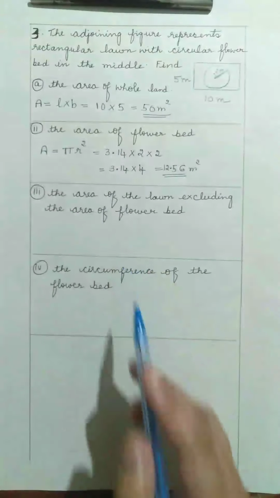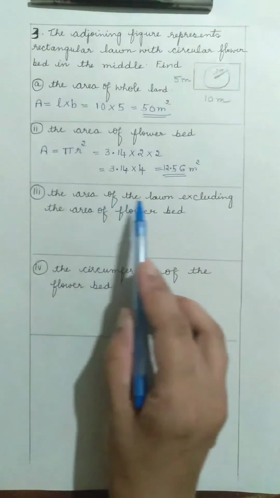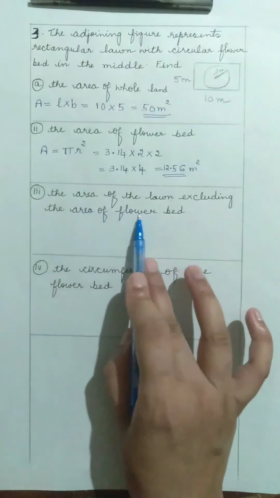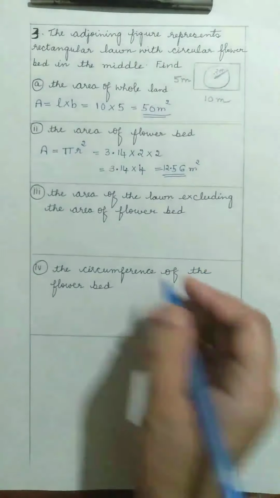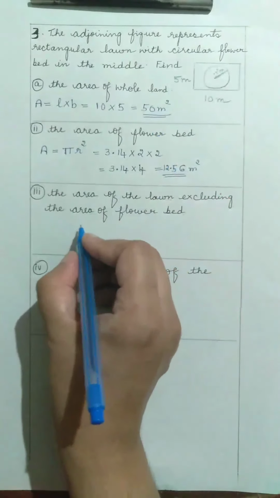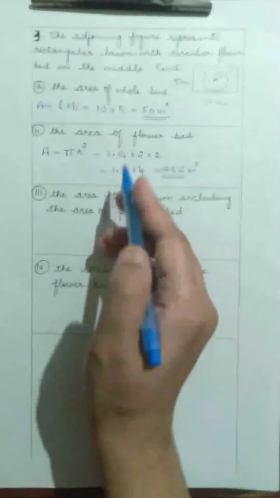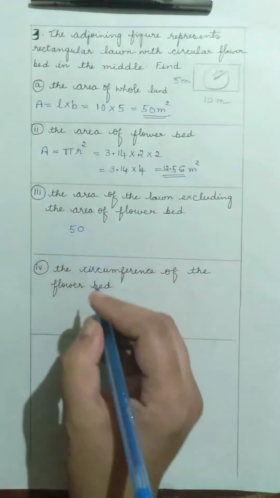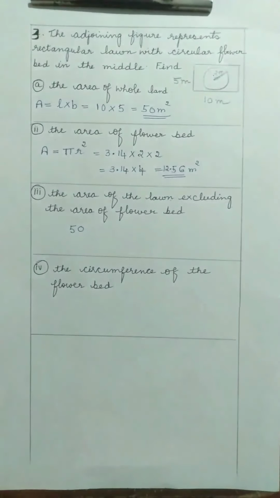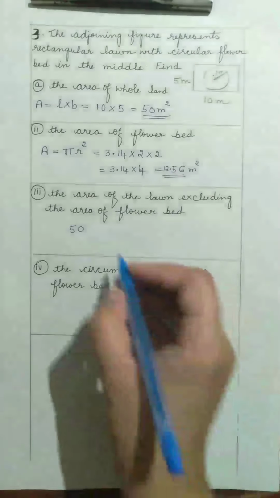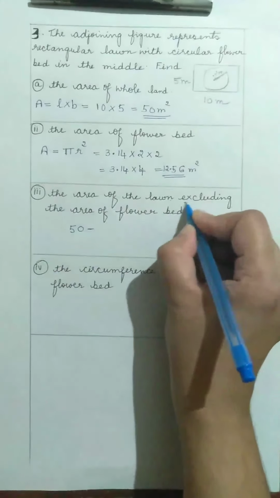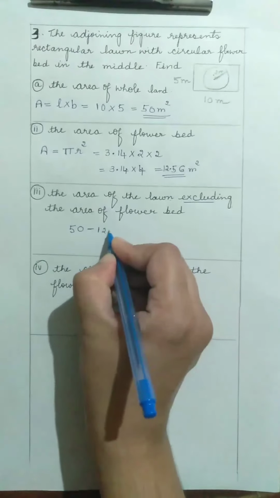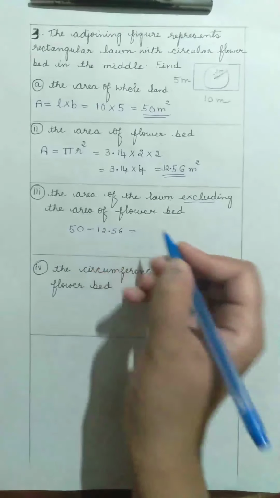Next question, the third one: area of the lawn excluding the area of the flower bed. So we have the area of the lawn, that is the whole land, equal to 50 meters square. Excluding means we have to subtract the area of the flower bed. We got the answer equal to 12.56 meters square.